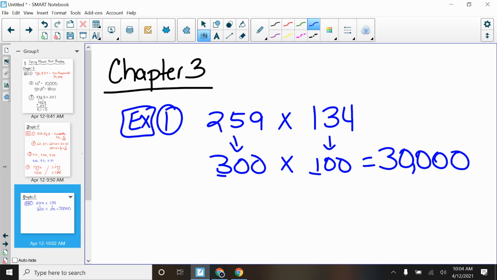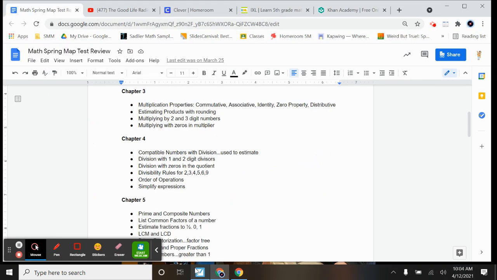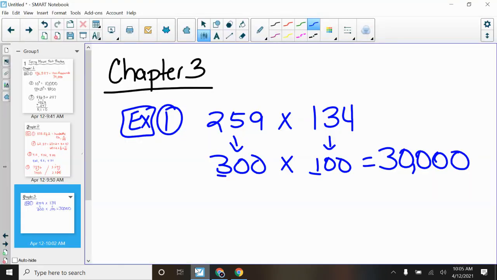See how fast I did that? When it's a time test, you gotta do things the fast way so you don't take up too much time trying to do it the long way, okay? But that's estimating products. Any questions on that? Okay, next skill that you see is, oh, sorry, that was estimating product with rounding. We're at the third bullet point already. Multiplying by 2 and 3 digit numbers, okay?